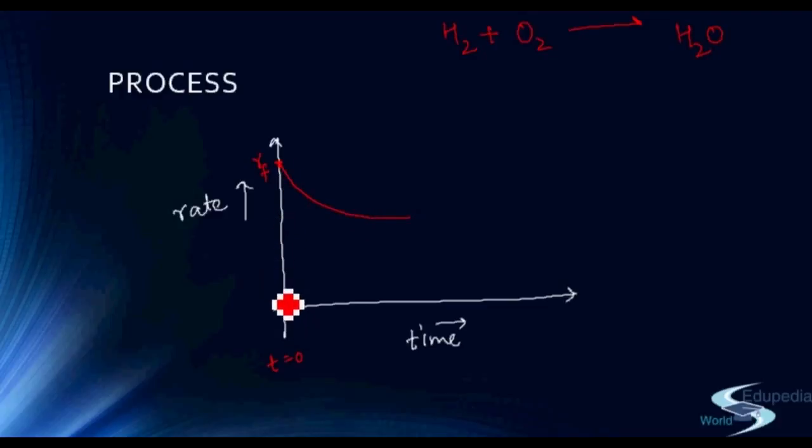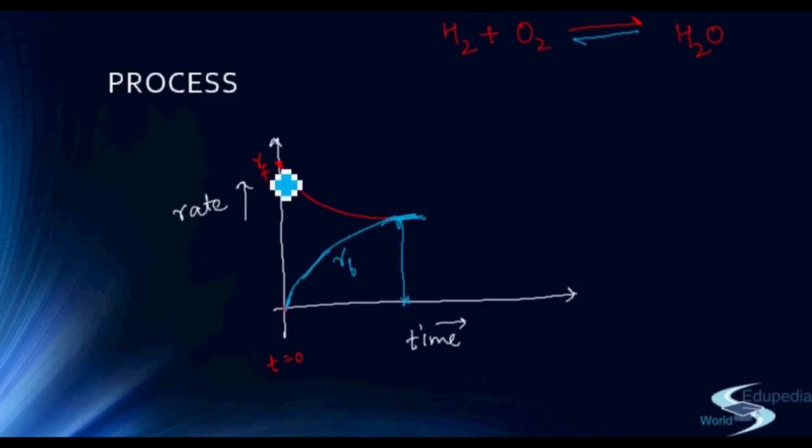Similarly, if you look at the rate of backward reaction, it will start from 0. But as more and more water is formed, after the first water molecule, the rate of backward reaction will keep on increasing. So there will finally come a time here at which rate of forward reaction will become equal to rate of backward reaction. After this time, the rate at which reactants are getting consumed, that is the forward reaction, will be equal to the rate at which the reactants are getting formed again, that is the backward reaction.